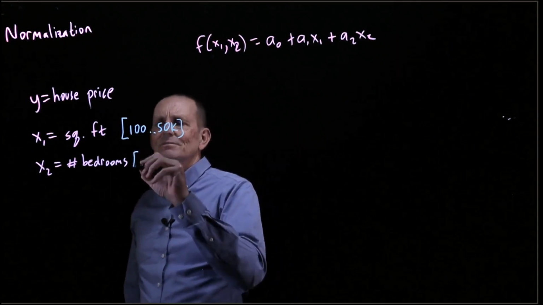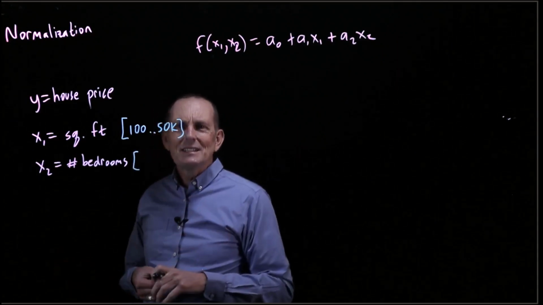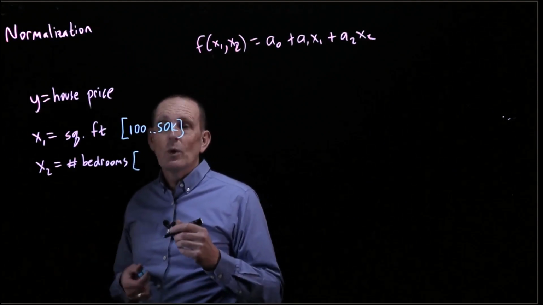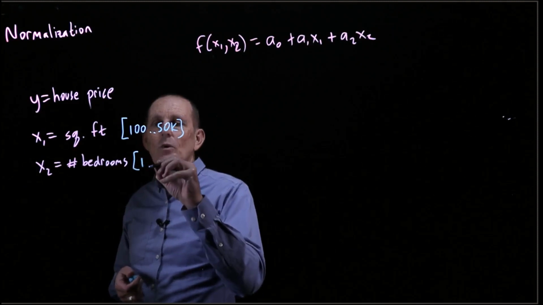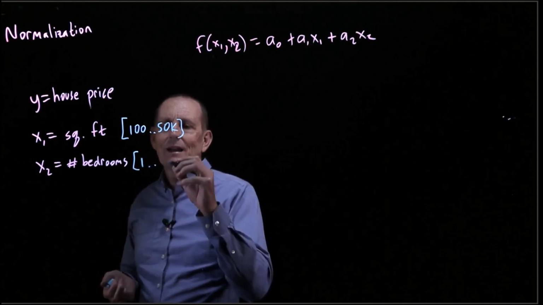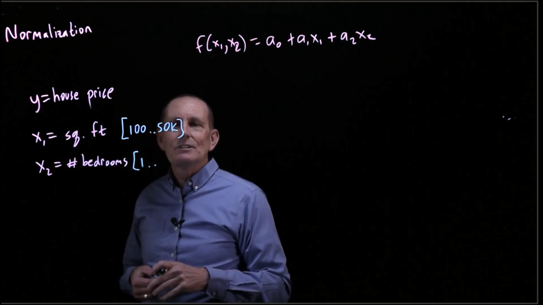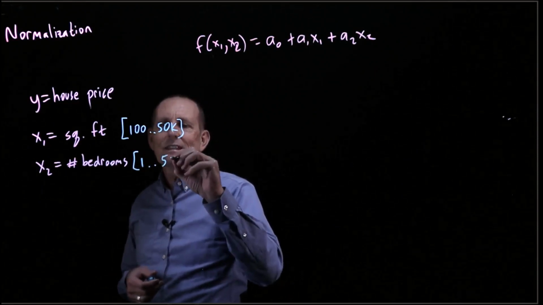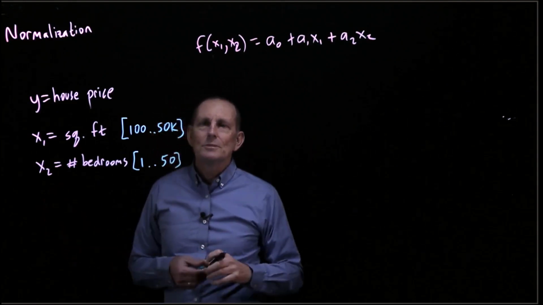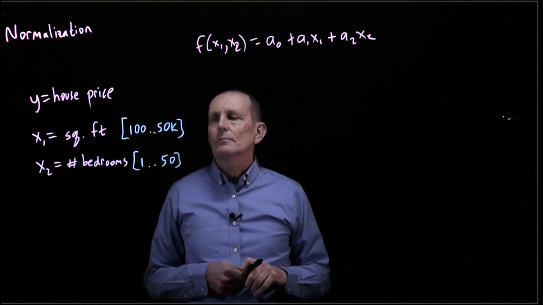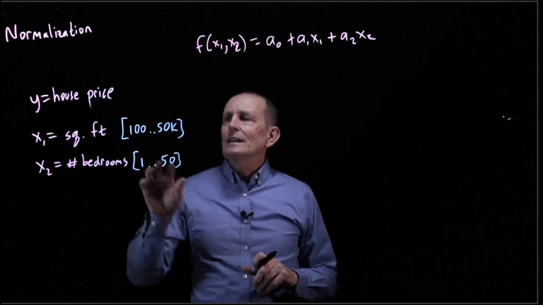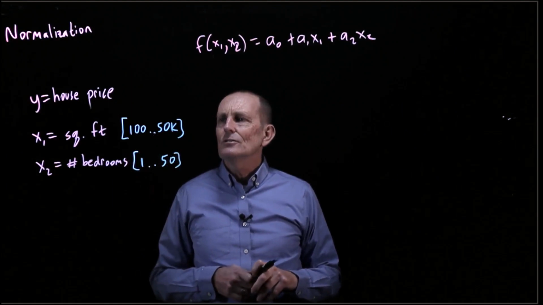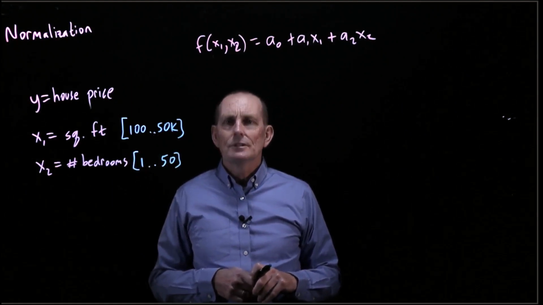The number of bedrooms, probably not 0. I don't know if they sell studio houses, but certainly 1. You can get a 1-bedroom house, I guess, a small one. So 1 to, I was going to say I've never seen more than 6, but that's not quite true. These big houses might have as many as, let's say, 50 bedrooms. Okay. So the scale of these numbers is fairly different, right? It's 2 to 3 orders of magnitude different.